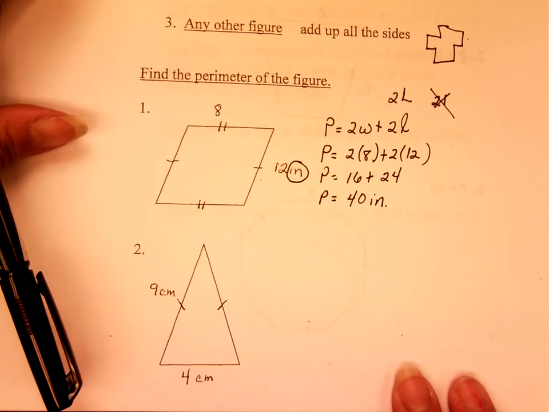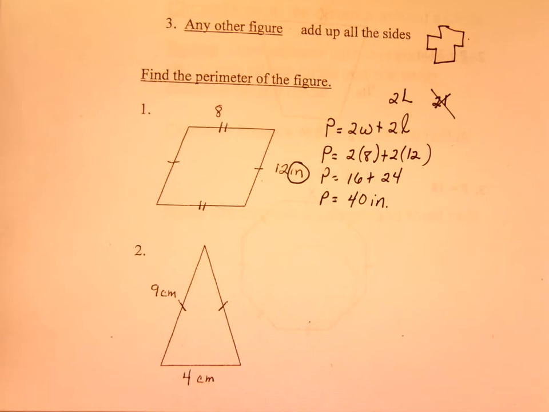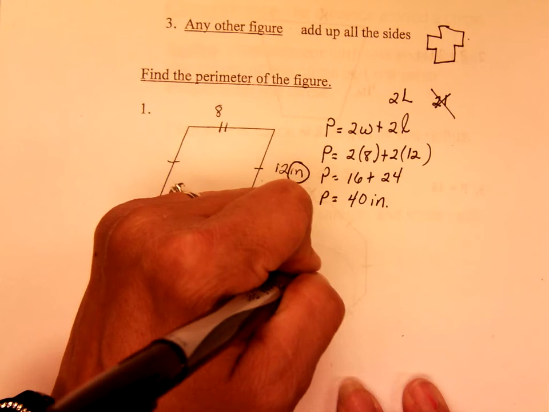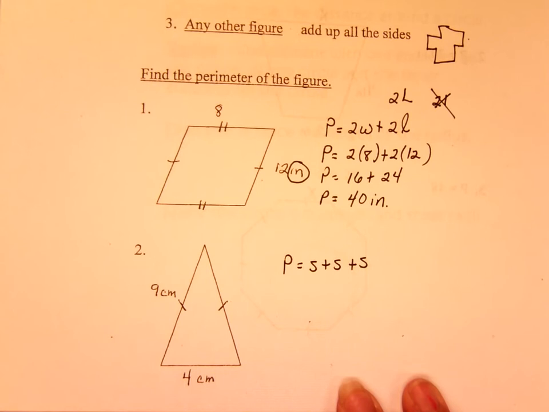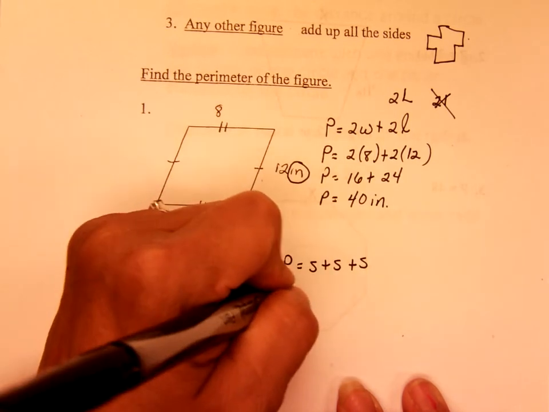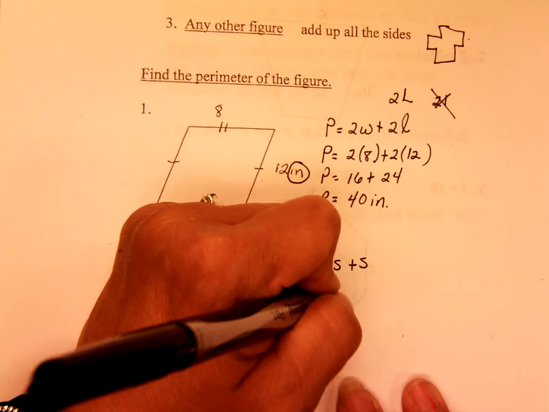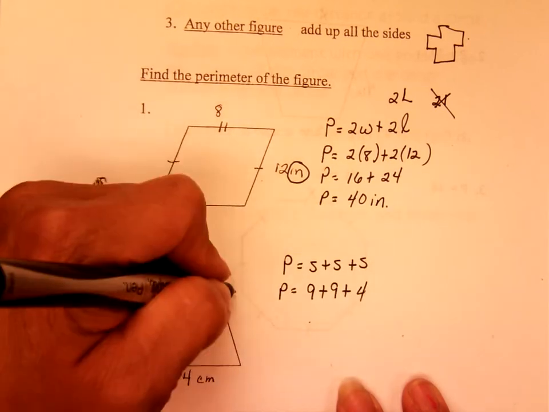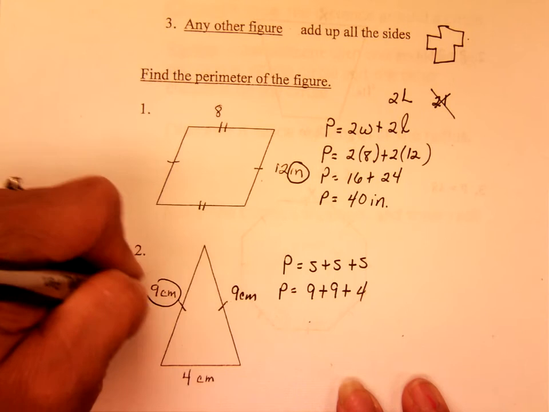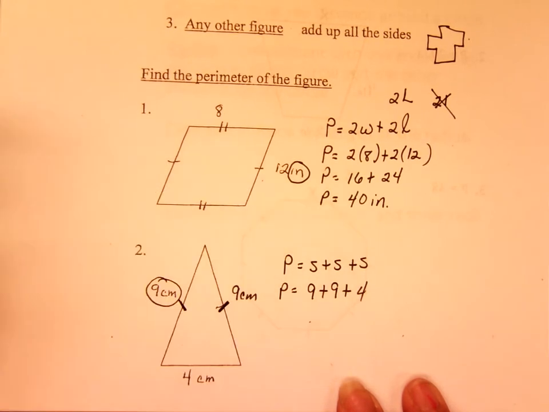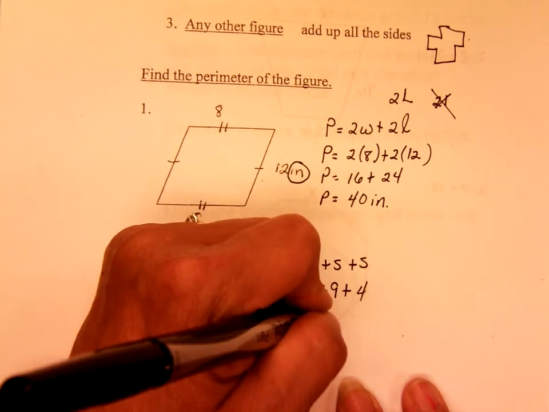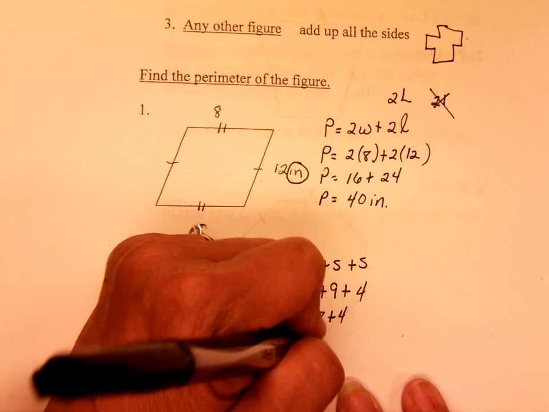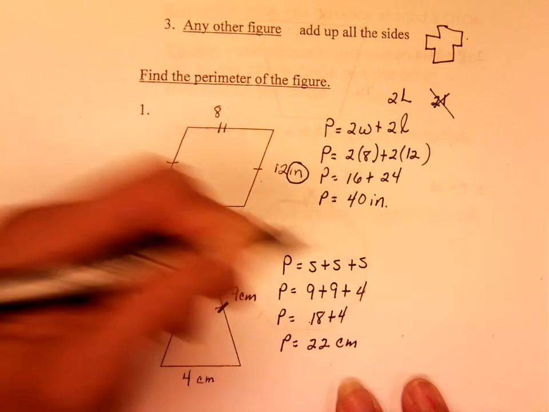Looking at number 2, what formula are you going to use for number 2? Hopefully you had said that P is equal to S plus S plus S. Replace your variable with numbers that you know. So you have P is equal to 9 plus 9 plus 4. This is 9 centimeters because this is congruent to this side right here. So if this is 9, that side has to be 9. So you have P is equal to 18 plus 4. P is equal to 22 centimeters. Don't forget your units.